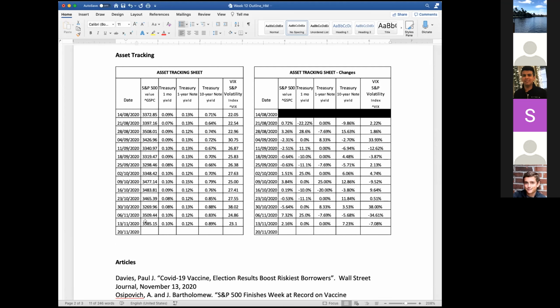We saw the S&P 500 go from 3509 to 3585. That was a 2.16% increase, combined with that 7.32% increase before. Our 10-year Treasury note went up a little bit as well. Again, if you're looking at these 10-year Treasury note yields, there's not much going on there.